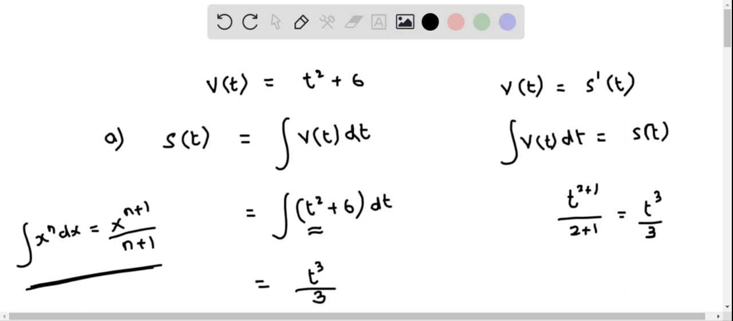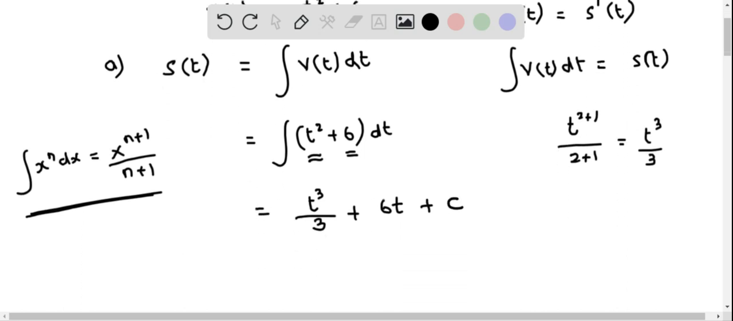So I have written t cubed by 3, and then the integration of a number, which will be 6 times the integration variable, that is t. And we also put the integration constant c. So this is the function s of t, which represents the position of the particle.